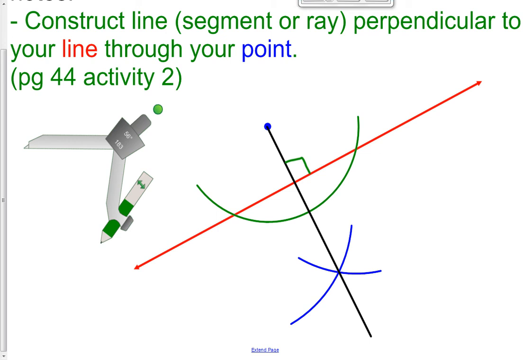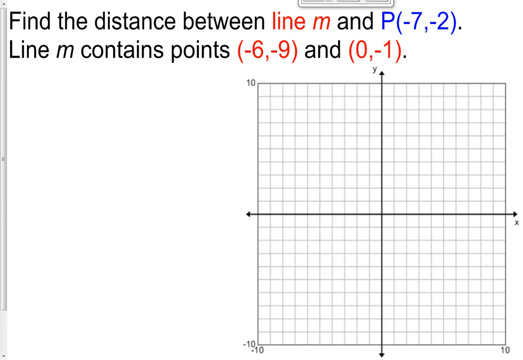I'll also show you how to do this algebraically using slopes. So what we want to do here is find the distance, and when we want to find the distance, it means the perpendicular distance. It's the shortest distance between a line and a point.